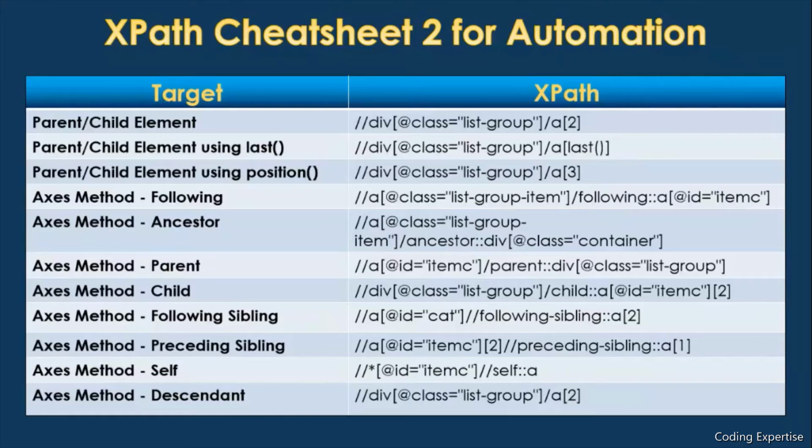Okay, moving on to the next slide. You can identify the element using parent child also. Identify the child using last function. You can identify the child using the respective position of it, like this. You can use axes methods: following, ancestor, parent, child, following sibling, preceding sibling, self, descendant.